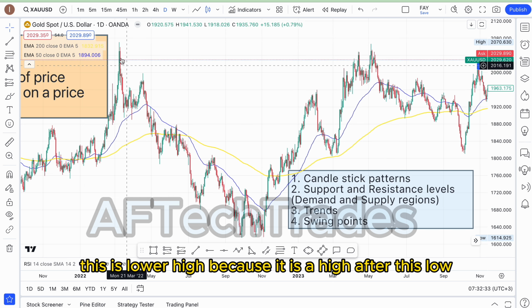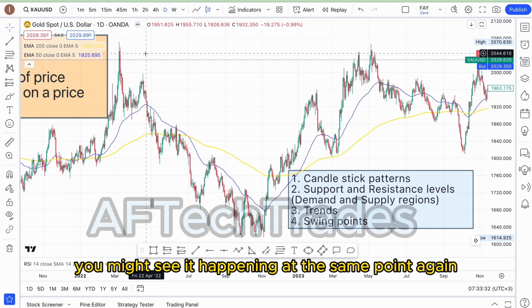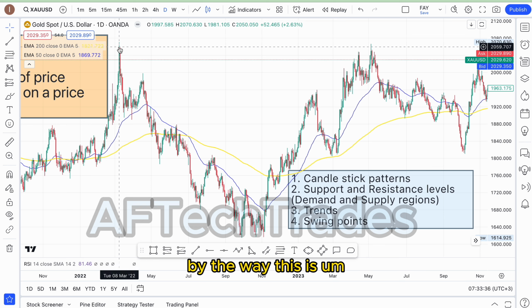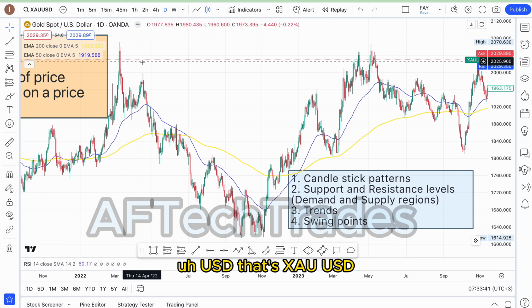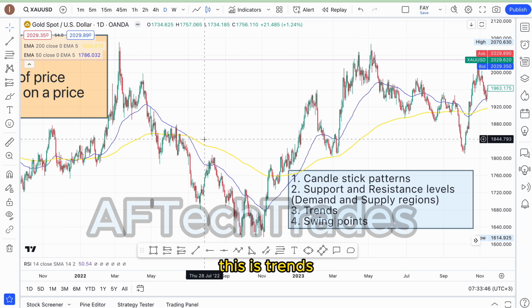Just going back through what I've just said, I explained trend, and in the course of explaining trend, you had the word swing point. Swing point is that point where there is a change in trend. There is a change in trend here. It happens here again, and if you go backward, you might see it happening at the same point again. By the way, this is the gold USD, that's the XAU/USD currency pair. So this is swing point, this is trends.